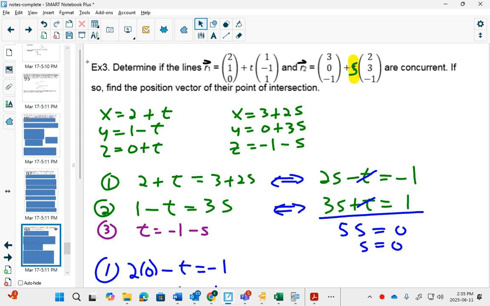Like if S is 0, my point is 3, 0, and negative 1. If T is 1, my point would be 3, 0, and 1. See how the first two worked out? Because that's what we used. We used equation 1 and equation 2, and we solved, and we're like, oh, it's working. But we had to check equation 3, and that third point doesn't work. And it would have to work in all three of them in order for those points to intersect and for you to find an answer. So this can be a little bit tricky because you think you found the answer, but if you don't check, you might not realize that they're skewed.